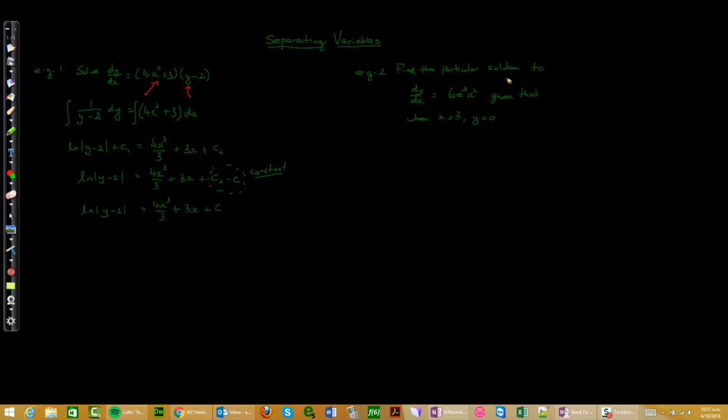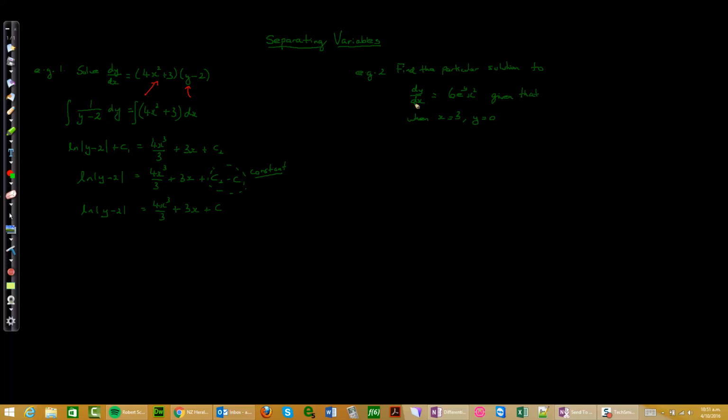Now you might recall from other work that that means finding the constant of integration, and we need more information to be able to do that, and here we've got x equals 3 and y equals 0. So let's work this one through.